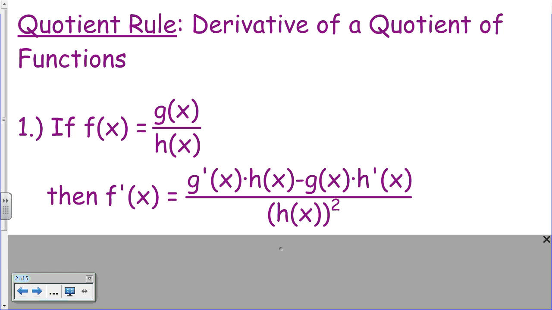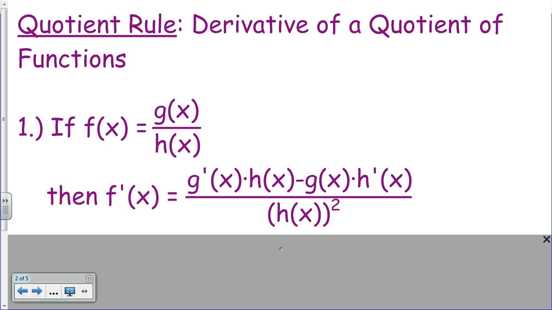It's the bottom squared. Sometimes that's the way that we read this off, in terms of g of x being the top function and h of x being the bottom function. So again, the derivative of a quotient is the derivative of the top times the bottom minus the top times the derivative of the bottom, all over the bottom squared. That's a quick way to read that off.